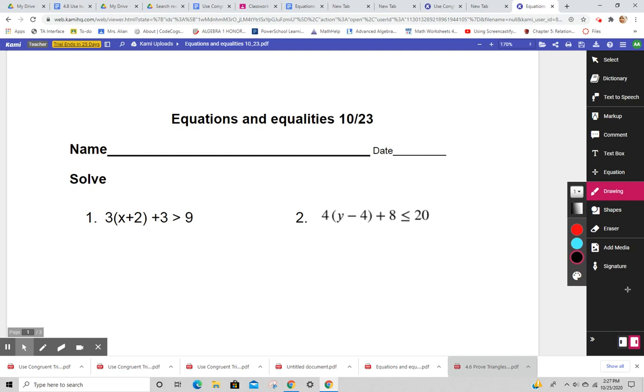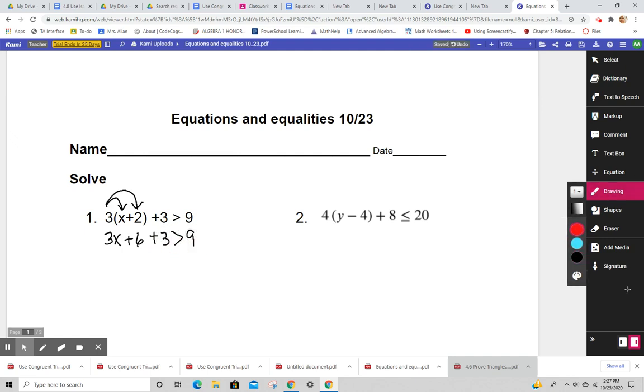Okay, so do you see this inequality also includes the distributive property? So that's what we're going to do first. We're going to distribute to get rid of the parentheses. So 3 times x is 3x, and 3 times 2 is plus 6, plus 3 is greater than 9.